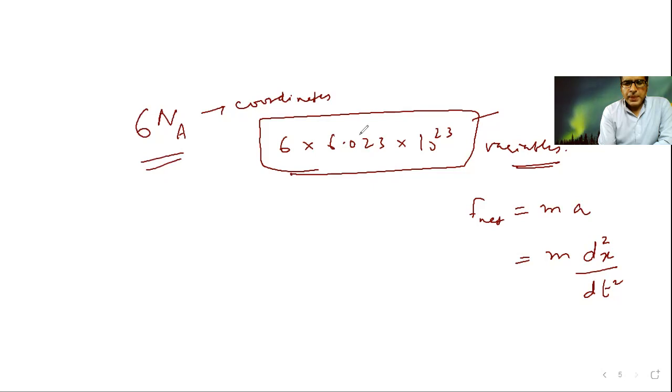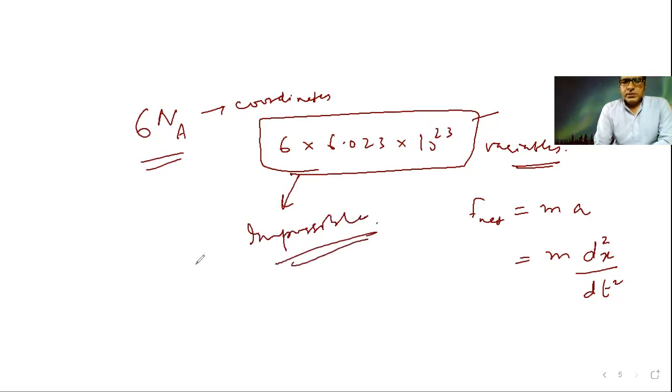Now, it is impossible to even list this much number of equations. It's a huge number. If I take 1 second to write one equation, then this much number of seconds I will require to list this much number of equations, and then we have to solve them. So it's impossible. And we were only considering translational motion.